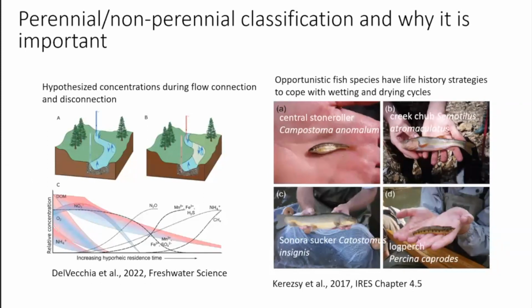And then just from a basic science perspective, there are biogeochemical processes that are distinct between these two systems, and there's a complex gradient, of course. This picture, Del Vecchia et al. 2022, is a conceptual figure that has these hypothesized concentrations during periods of flow connection and disconnection. The blue shading corresponds to where there are hydrologic connections, and the red is where there are disconnections, and you have different gradients or different rates.